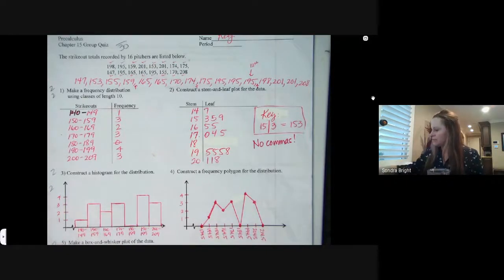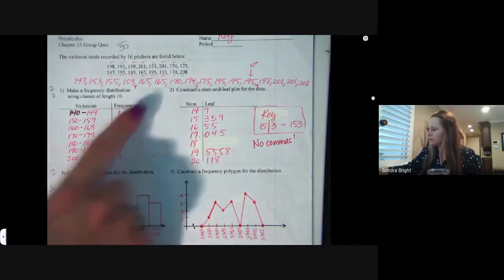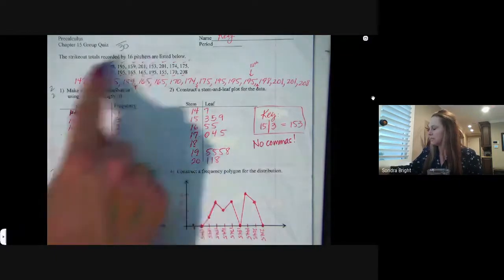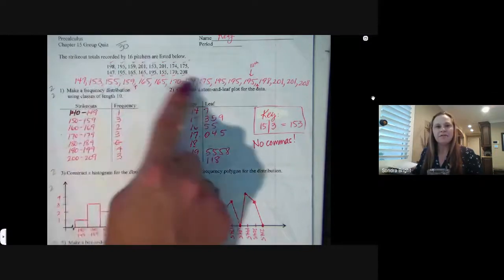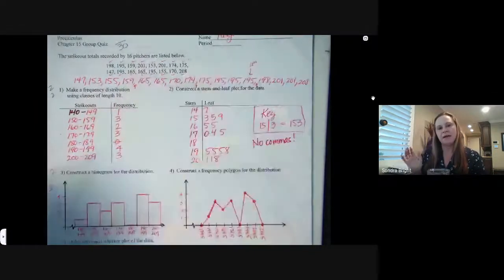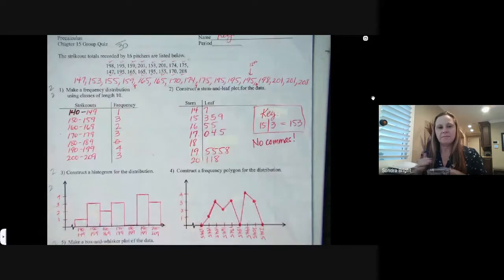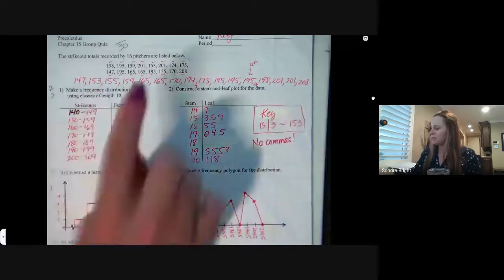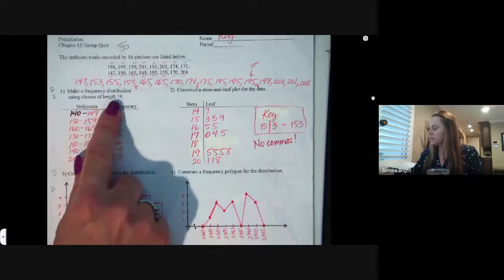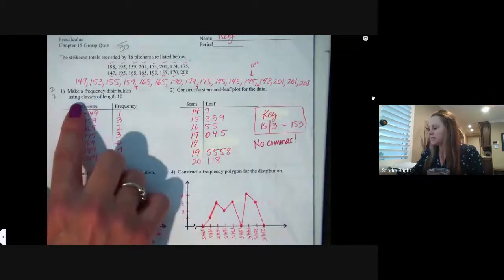All right, so first thing I did for number one is they gave you the strikeout totals recorded by 16 pitchers. They gave you this data, and the first thing I did was list them out. I ranked them. I listed them in order from least to greatest. I'll put them all in order there. That's called ranking. And then for number one, I wanted you to make a frequency distribution using classes of length 10, and we started you with 140.